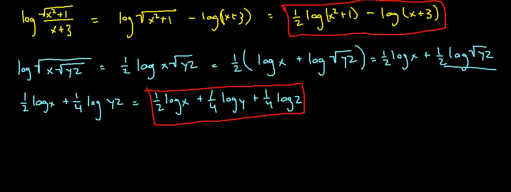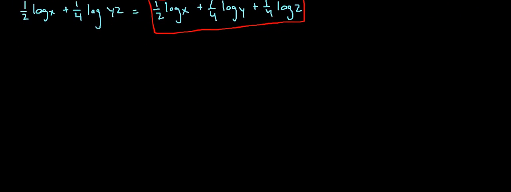So let me do one more, and then we'll start contracting them. Actually, I'll do that in another video. Well, let me do one more. That's a little bit small. Log base 4 of x squared plus 9 over x squared minus 6x plus 8, raised to the 2/3.